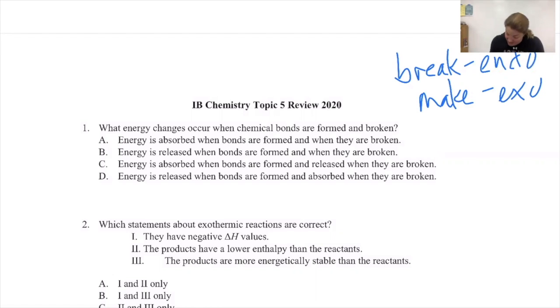A, I'm going to reject because it has them doing the same thing. B, I'm going to reject because it has them doing the same thing. C, energy is absorbed when bonds are formed and released when they are broken. That is the converse of what is true. Released when bonds are formed, absorbed when bonds are broken.